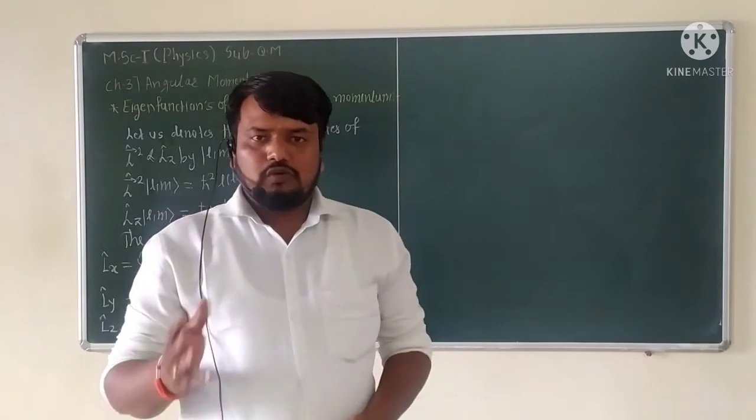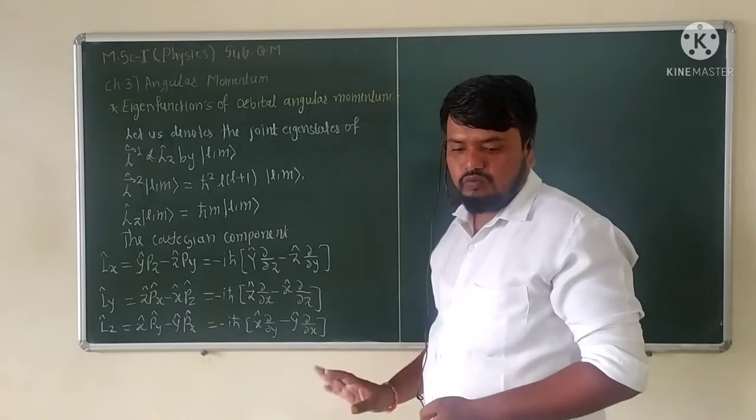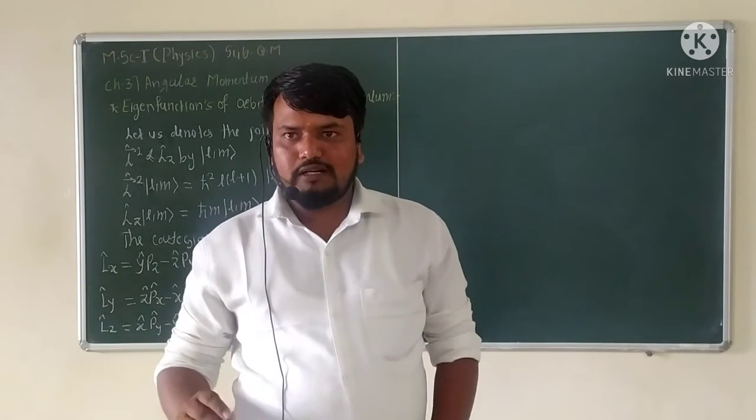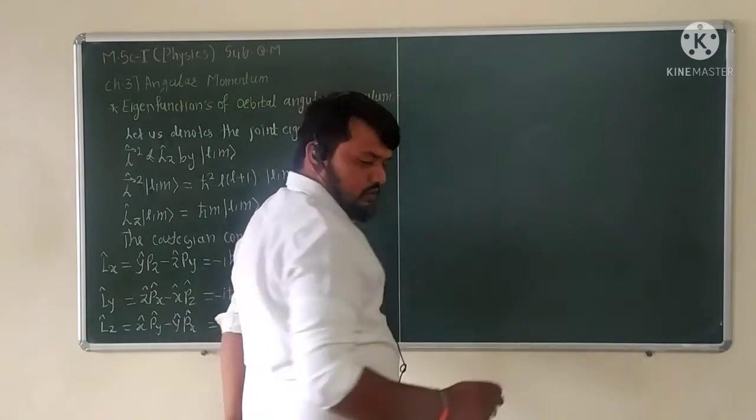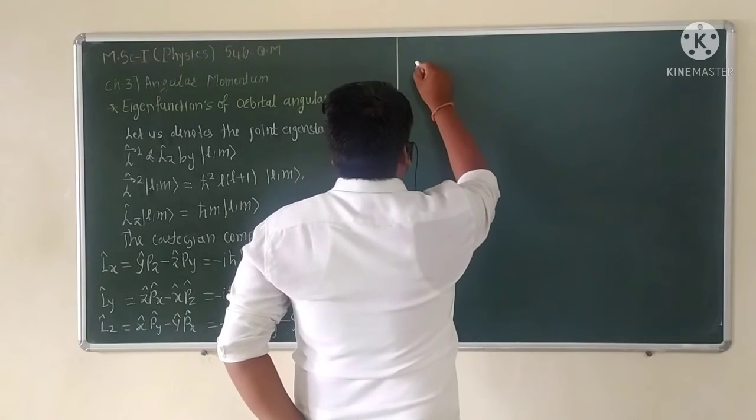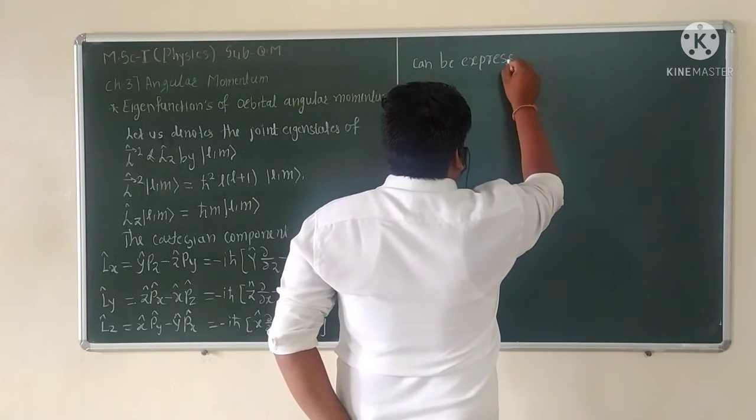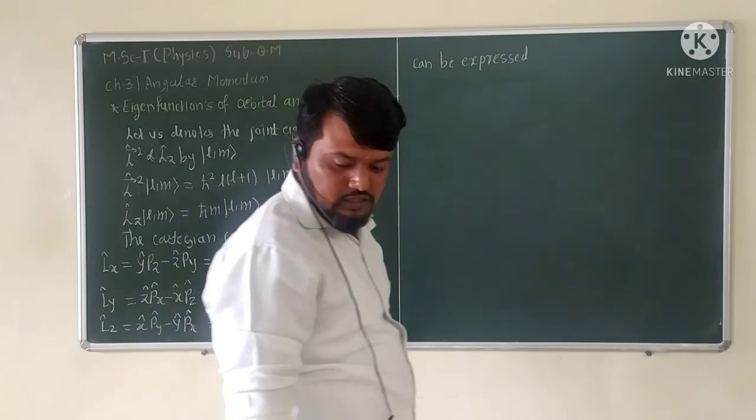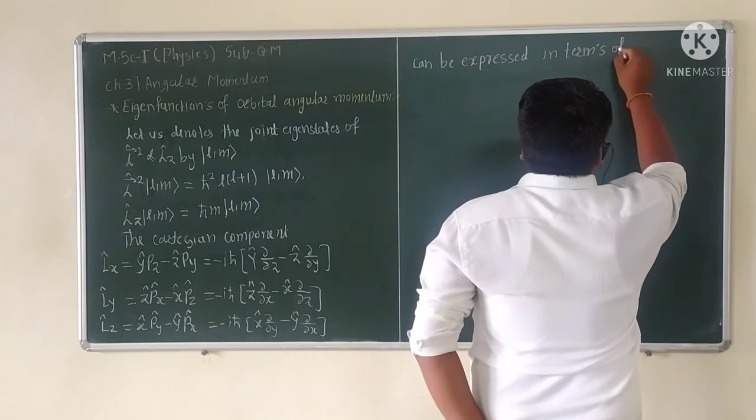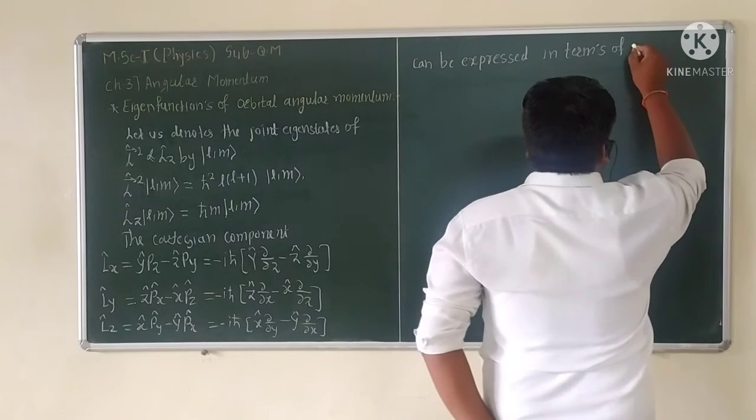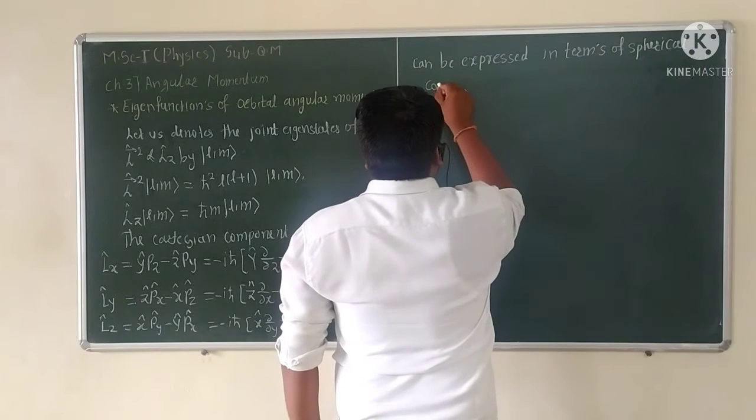So these components are expressed in the Cartesian system, and these terms can be expressed in the spherical coordinate system.